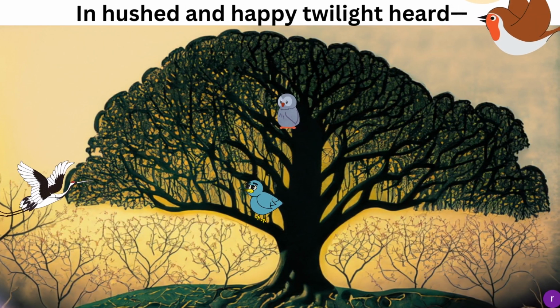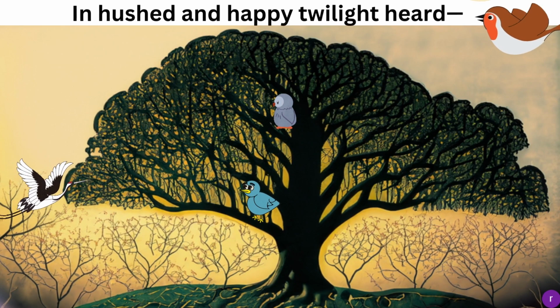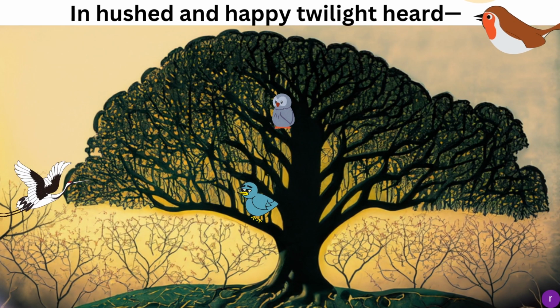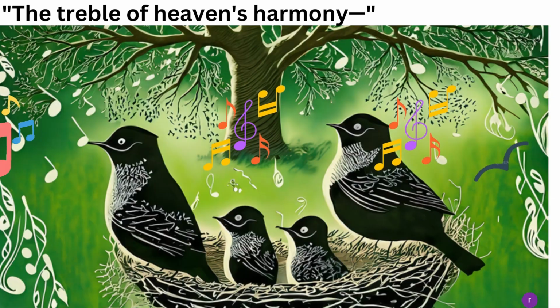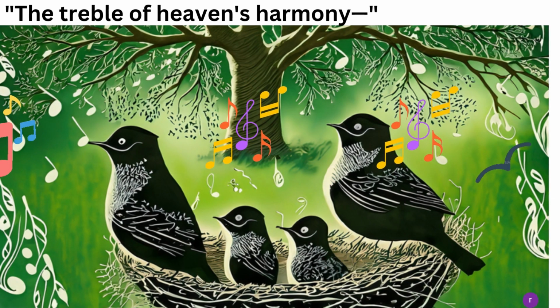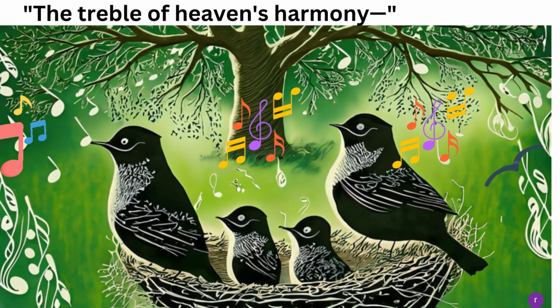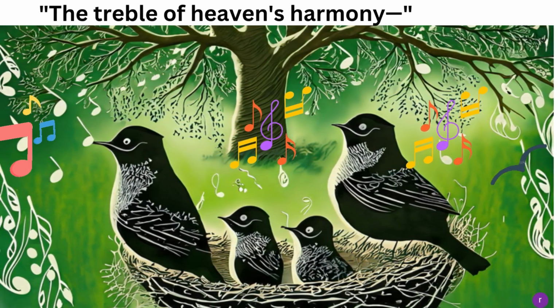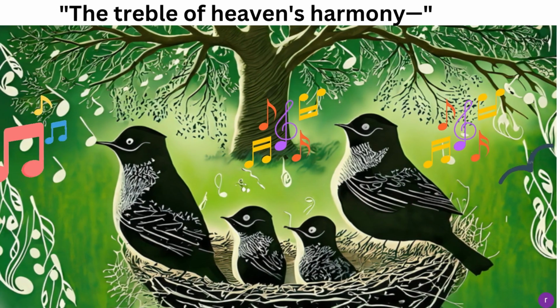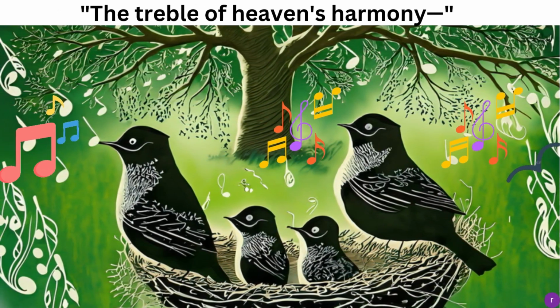So during the peaceful and calm moments of twilight, the sounds of the birds singing in the tree can be heard. The treble of heaven's harmony. Treble means the high pitched song that these birds are singing for their young ones during twilight. This is all adding to the atmosphere that is very calm and serene.